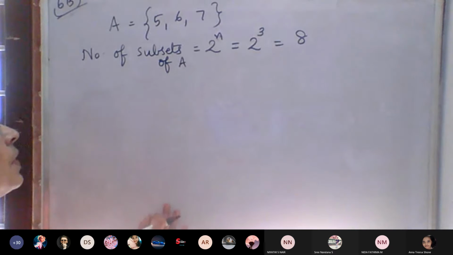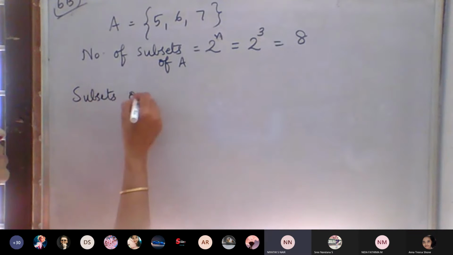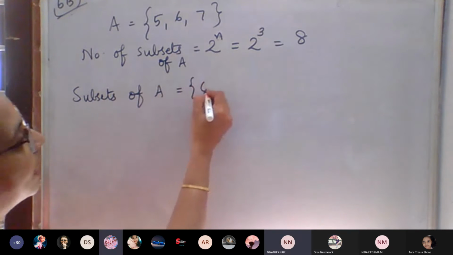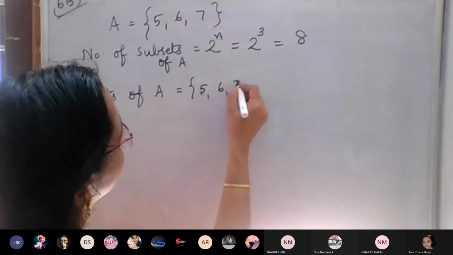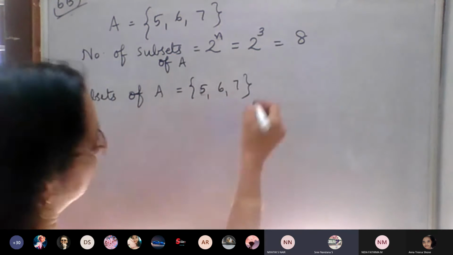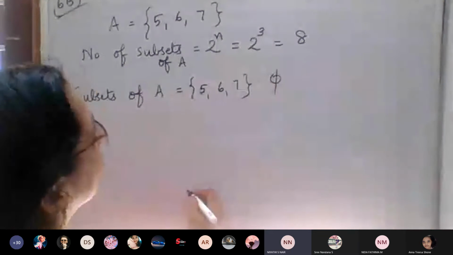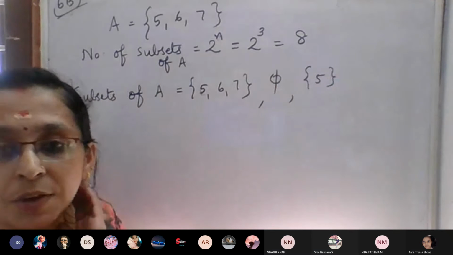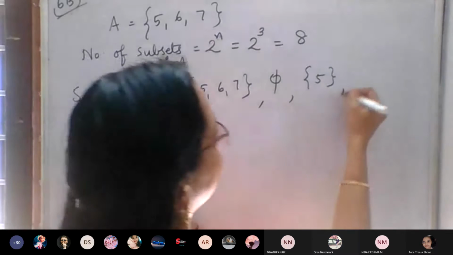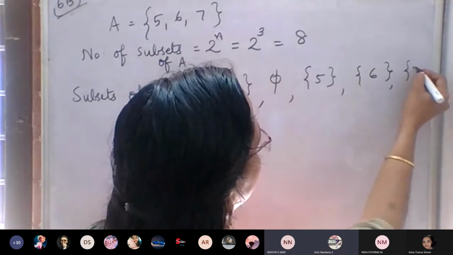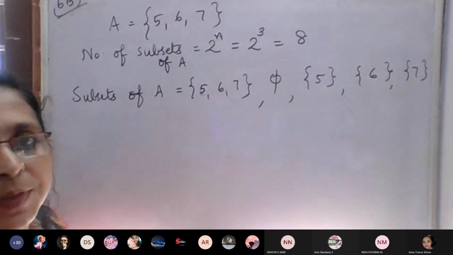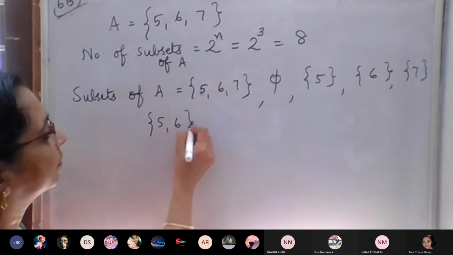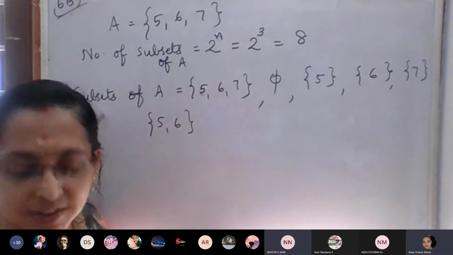Tell me the subsets of A, which is 5, 6, 7. Don't write yet. The null set. Then set 5, set 6, set 7. You have to put commas in between. Then set 5, 6, set 5, 7, set 6, 7.